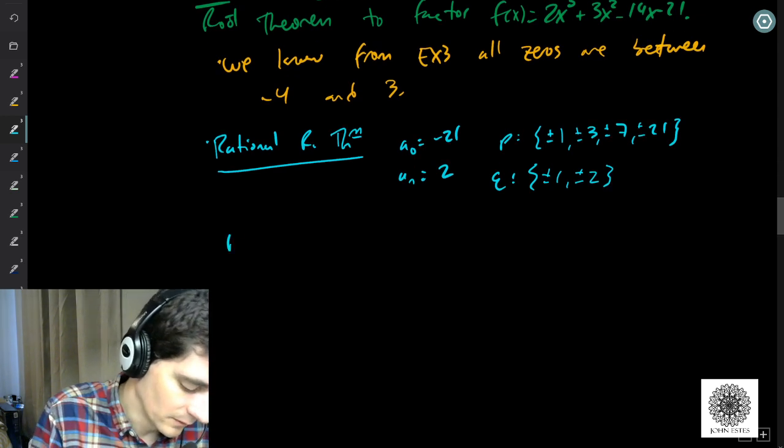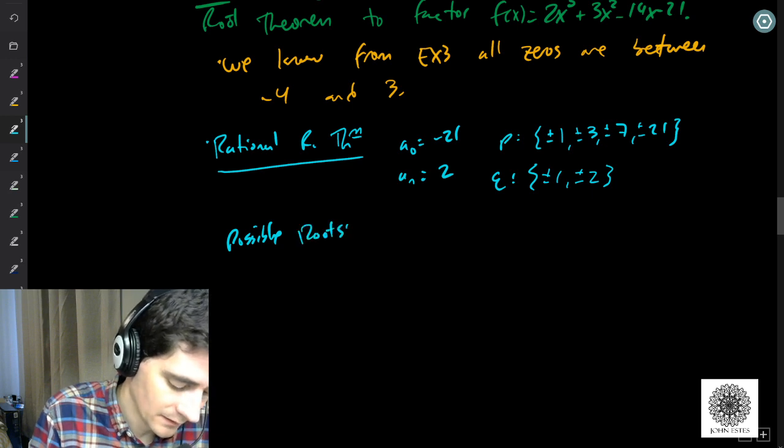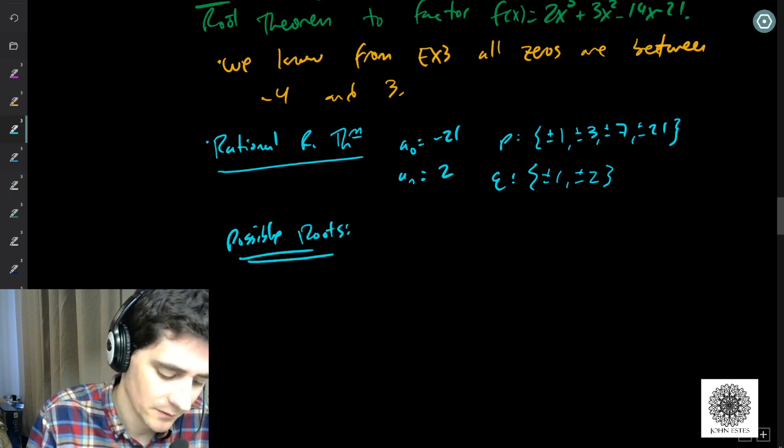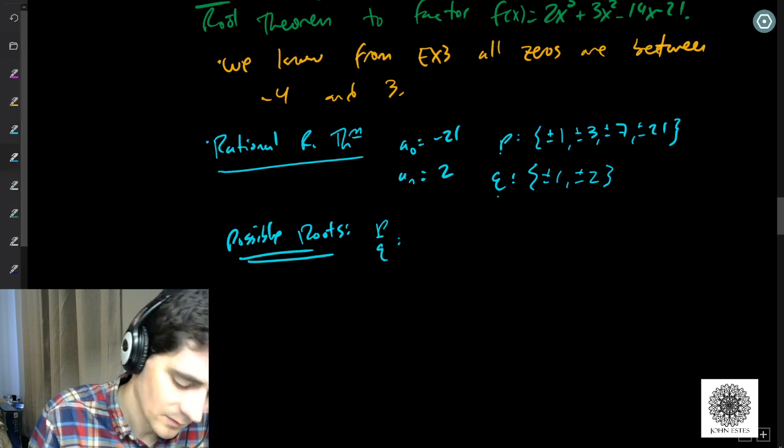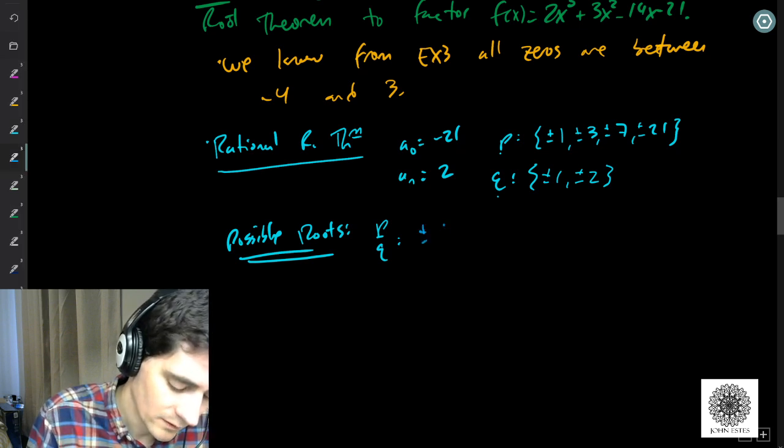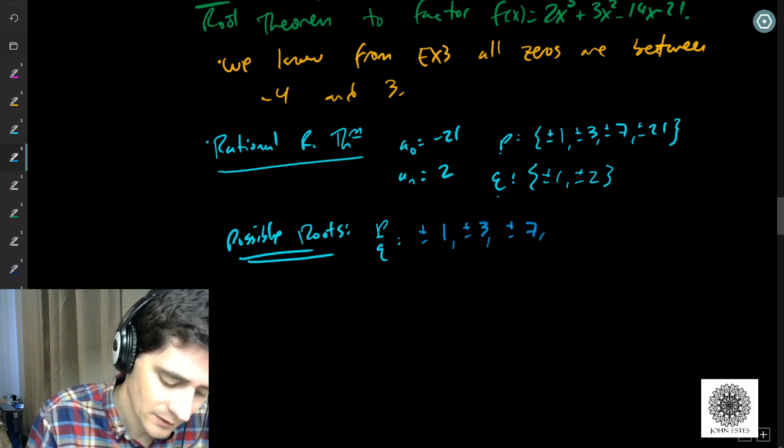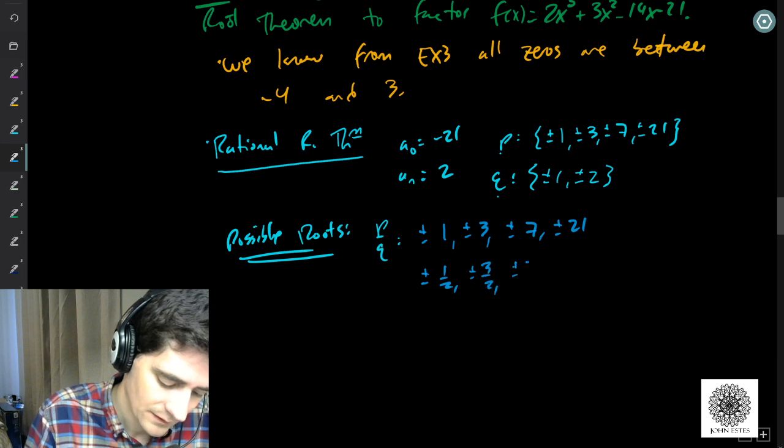So the possible rational roots, p over q, are all the combinations that we get from p and q here. So that could be what? Plus or minus 1 over 1, plus or minus 3 over 1, plus or minus 7 over 1, and 21 over 1. And then we do the same thing with 2. So 1 over 2, 3 over 2, 7 over 2, 21 over 2.